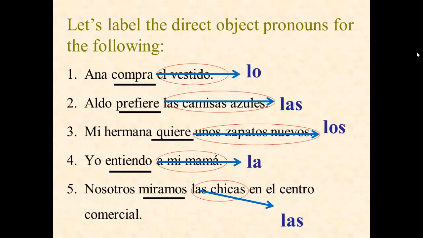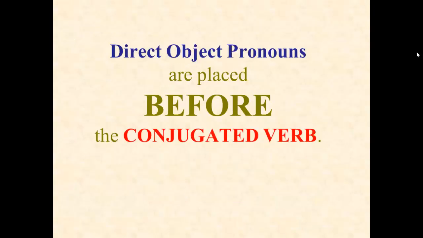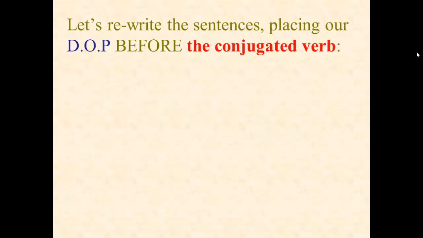So we are now rewriting our sentence where our direct object pronoun comes before the conjugated verb. So we're now rewriting number 1, Ana compra el vestido, to a whole new sentence saying she buys it. But remember, Yoda says it buys. So it comes before the conjugated verb. Direct object pronouns are placed before the conjugated verb. So we're rewriting the sentences placing the direct object pronoun before the conjugated verb.